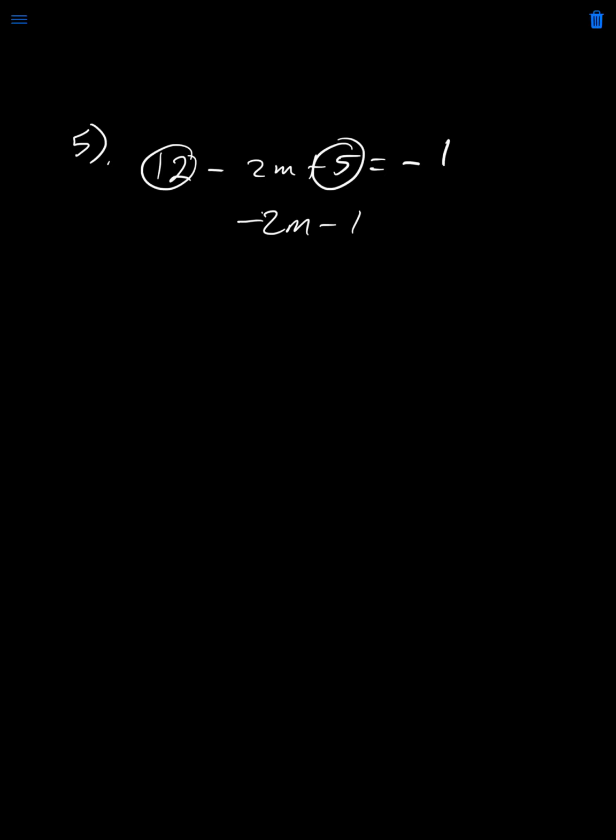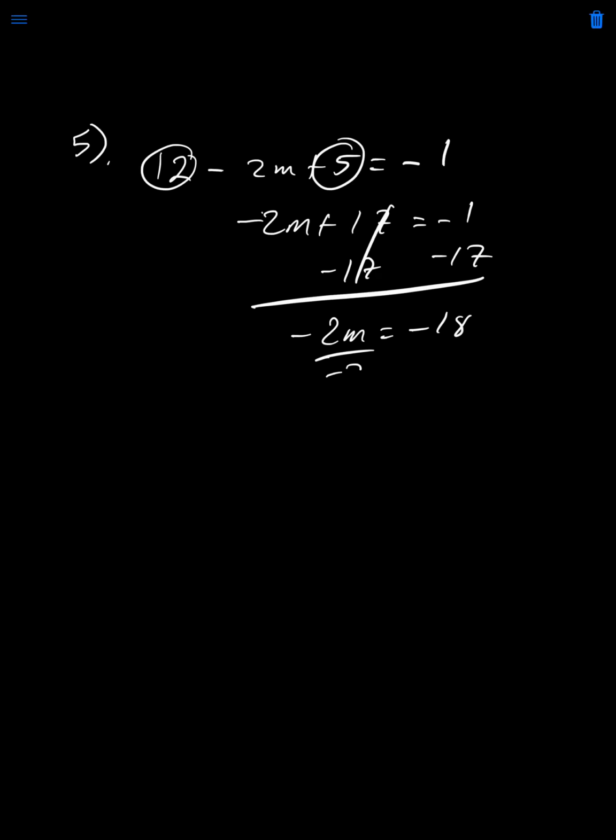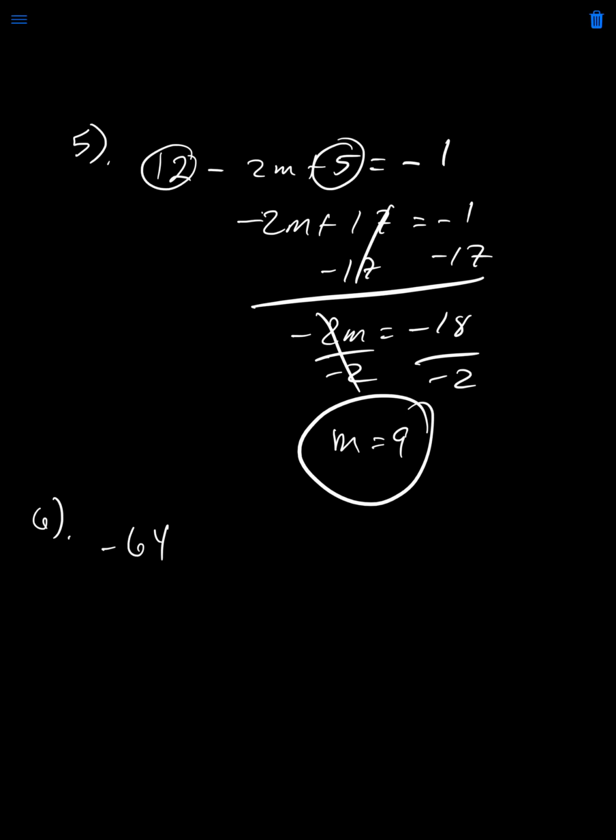I'm so sorry. 12 minus 2m plus 5 equals negative 1. Okay, that's why it was wrong. So I add 12 and 5 to get 17, minus 2m plus 17, sorry, equals negative 1. I subtract 17 on both sides. There we go. Negative 2m equals negative 18. Now I divide both sides by negative 2. So m actually equals 9. A positive 9. Whew, got that one right.